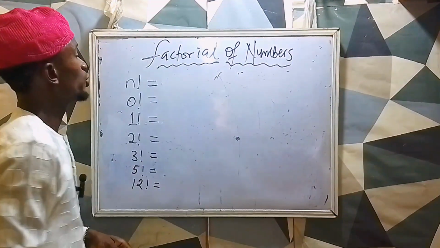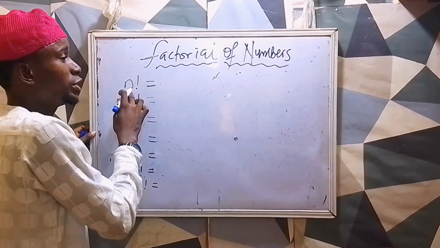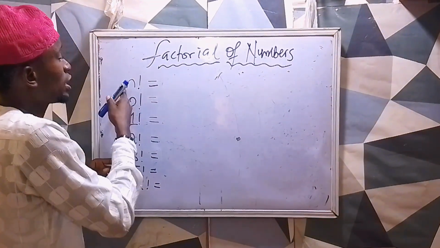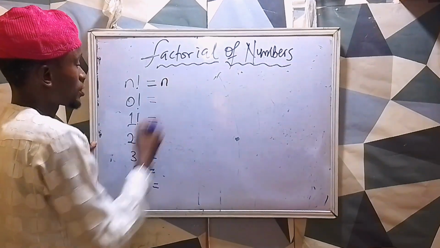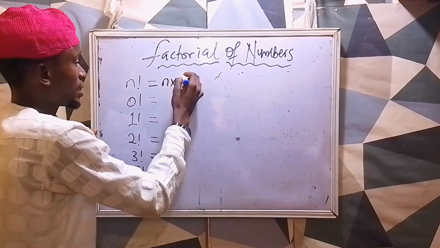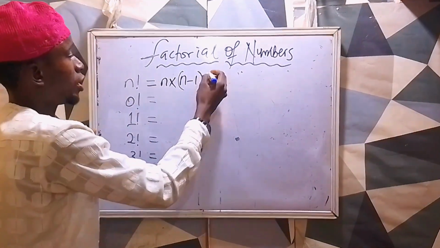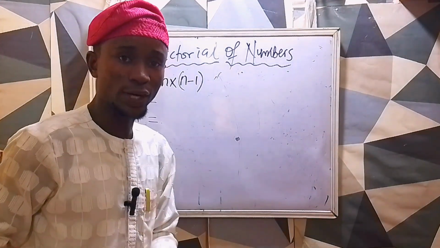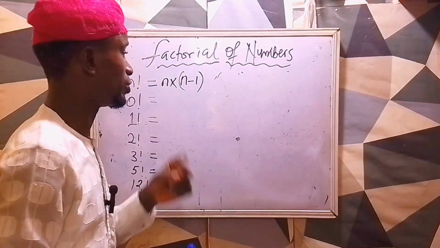Okay, now, so we have n factorial. We need to reduce the value of n by 1 each time. So if we have n factorial, we write n first, multiply, we reduce this by 1, that is n minus 1. We keep reducing until we get to what? n minus n, and n minus n is what? 0. So we have 0 there.